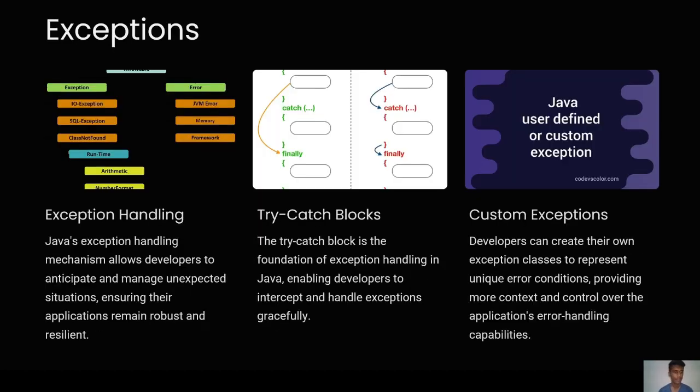Next, exceptions. Exception handling. Java's exception handling mechanism allows developers to anticipate and manage unexpected situations, ensuring their applications remain robust and resilient. Try-catch blocks. The try-catch block is the foundation of exception handling in Java, enabling developers to intercept and handle exceptions gracefully. Custom exceptions. Developers can create their own exception classes to represent unique error conditions, providing more context and control over the application's error handling capabilities.